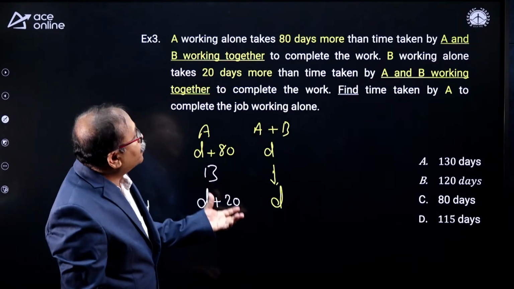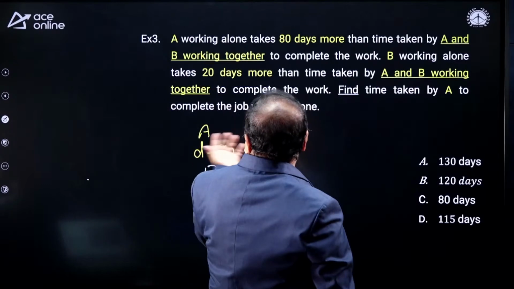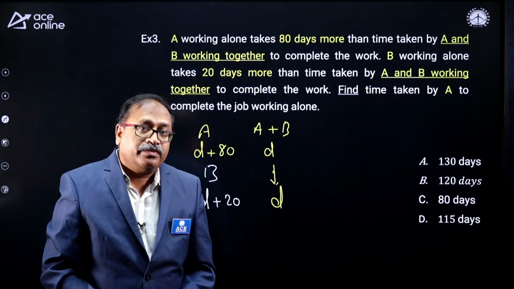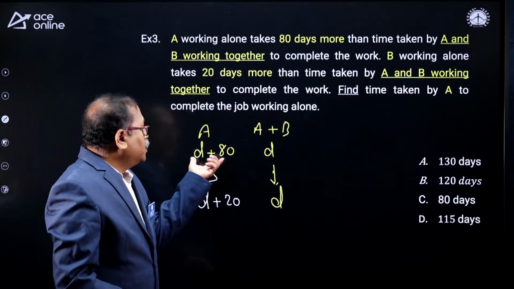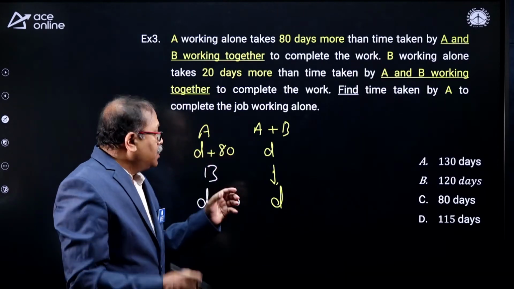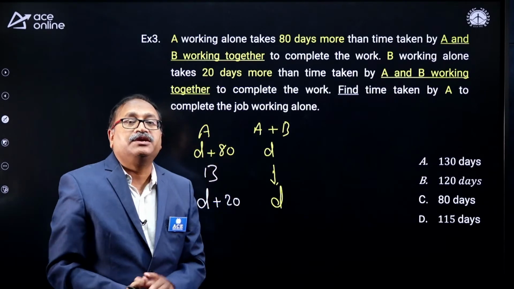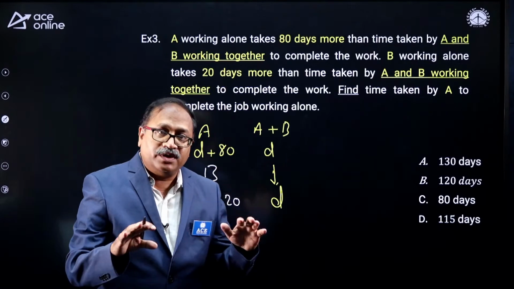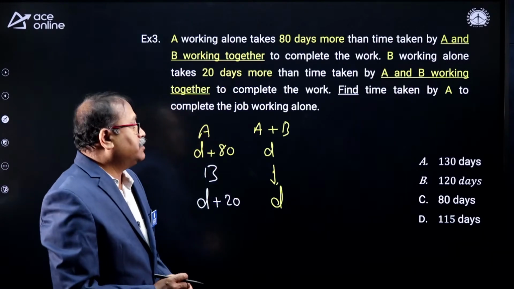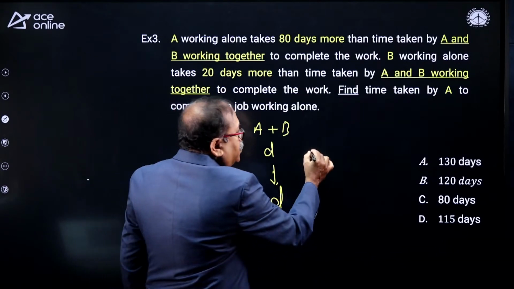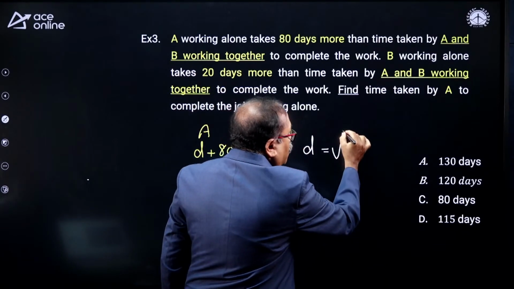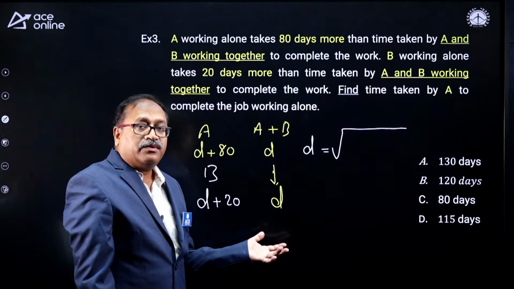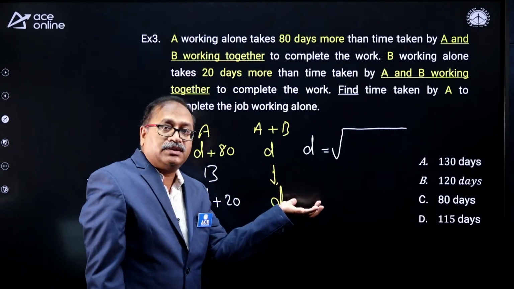Now the question is asking to find the time taken by A to complete the work alone. So in order to complete the work alone, A takes D plus 80 days. If I get D, I will get D plus 80. So how to get D? I will not go with the very conventional method, which is very lengthy. So very directly I will solve it. D is equal to the square root of, notice my friends, that's a very important and very frequently asked question, and there is a shortcut to answer it.